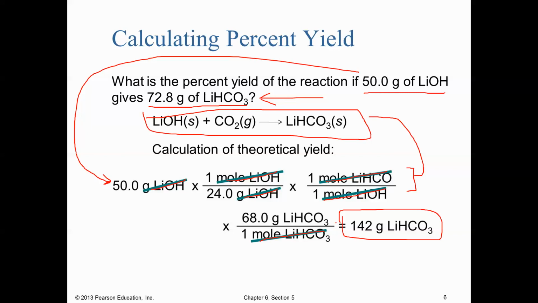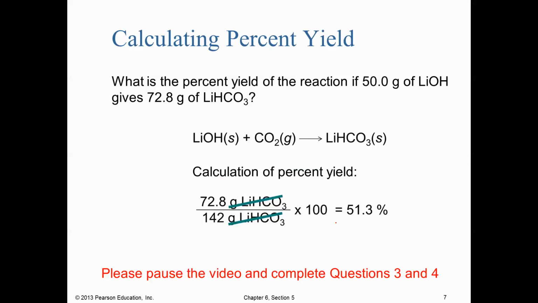So let's go ahead and calculate our percent yield. We're going to take our actual yield, our 72.8 grams that was given in the problem, and divide it by the theoretical yield we calculated on the previous page, and then multiply that amount times 100. And so like I said, we end up with roughly a 50% yield. So our reaction is only about 50% efficient. Only about half of our reactant was converted to the product we were looking for. So I'd like you to now pause the video and please complete questions 3 and 4 on the activity.